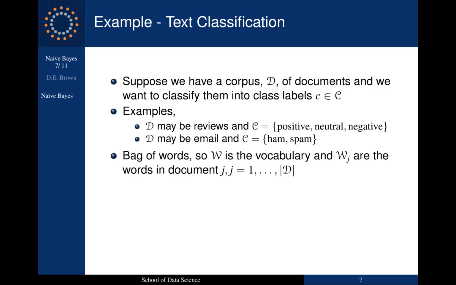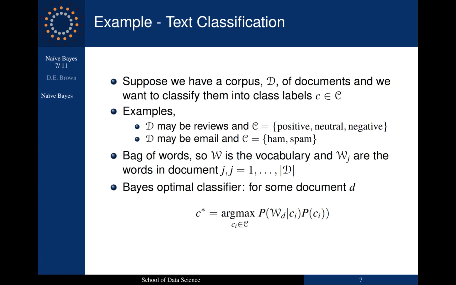We use a bag of words approach, so we're not going to consider the ordering of the words in any way. We're just going to take all the words in each one of the reviews or the emails and throw them into a set. So script W is the vocabulary. It's all the possible words that could be chosen. WJ are the words in document J. So this comes from the individual documents. When we look at one review, that's the words that are in that review, for instance.